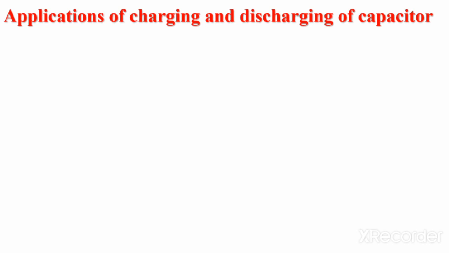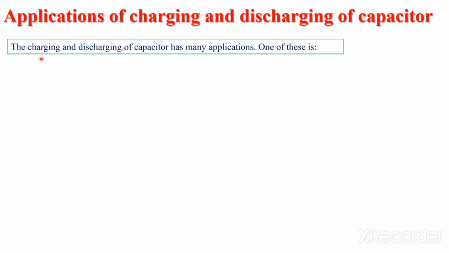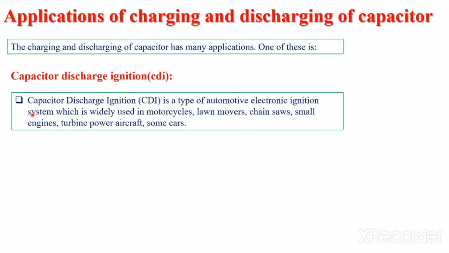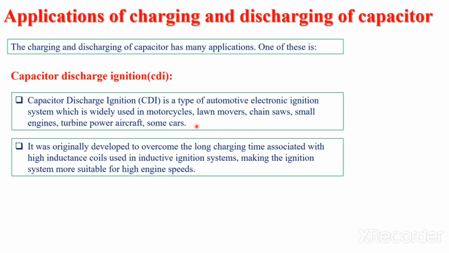Applications of charging and discharging of a capacitor. The charging and discharging of a capacitor has many applications. One of these is capacitor discharge ignition. Capacitor discharge ignition is a type of automotive electronic ignition system which is widely used in motorcycles, lawn mowers, chainsaws, small engines, turbine powered aircraft, and some cars.